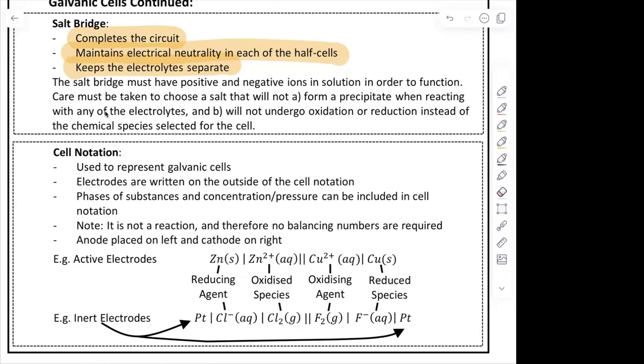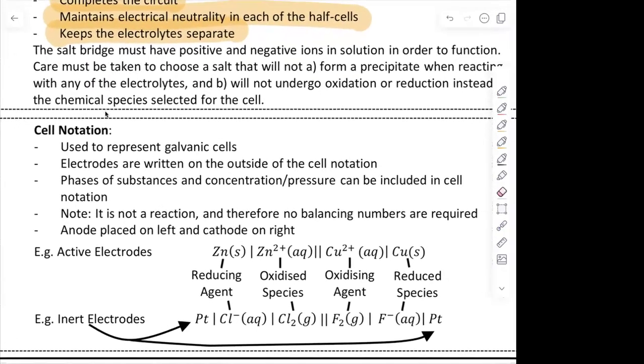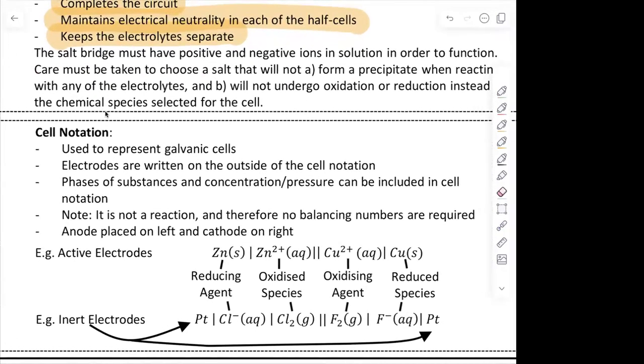Okay, let's jump into cell notation. Cell notation, again, is what we use to represent galvanic cells. Electrodes are written on the outside of the cell notation. Phases of substances and their concentrations or pressures can be included in the cell notation. Please note, it's not a reaction, therefore no balancing of numbers is required. The anode is placed on the left-hand side and the cathode is placed on the right-hand side.